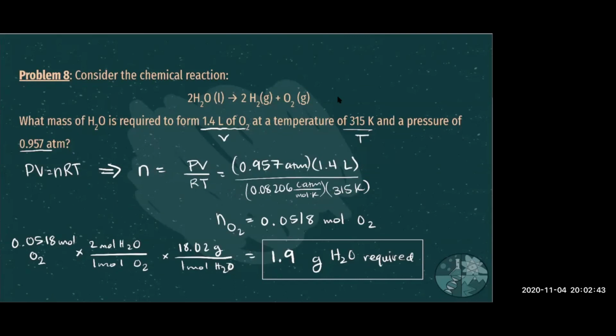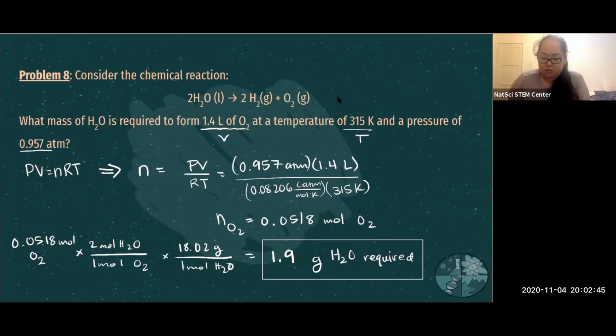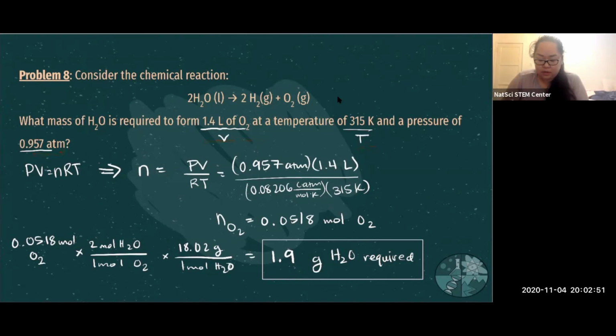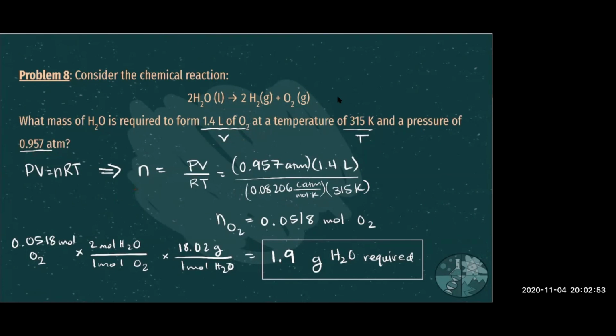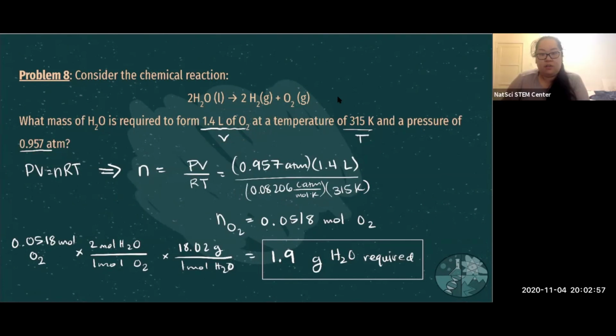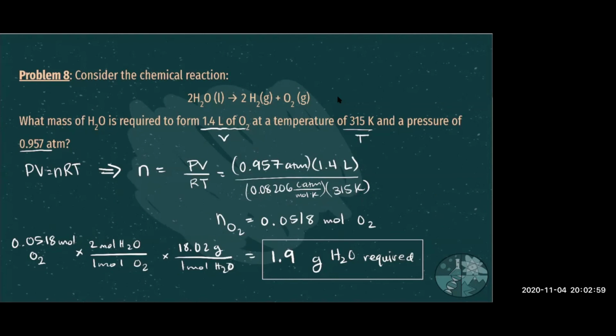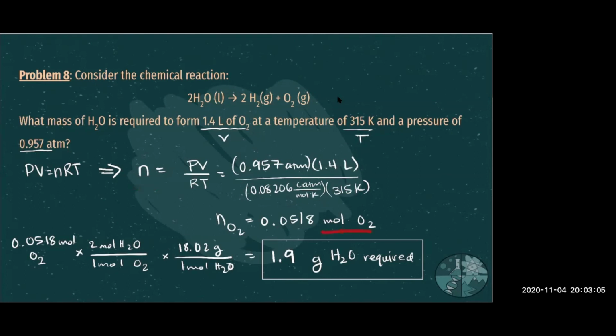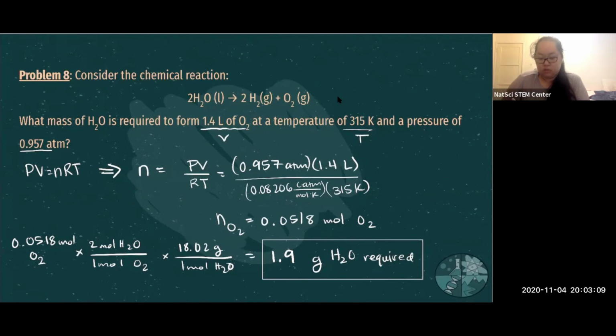So I think for most of you guys got 1.9. Volume, temperature, pressure was given. You're solving for moles. The interesting thing here is that you're given the volume of O2. So you're solving for the moles of O2 first. Then you use stoichiometry to get your mass of H2O.